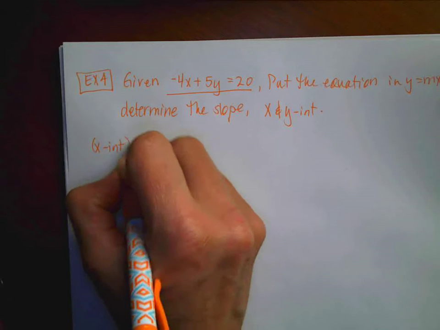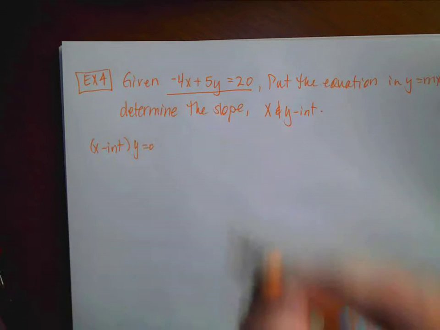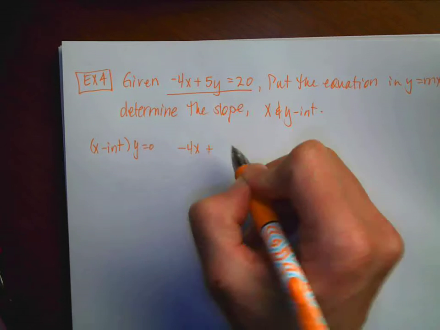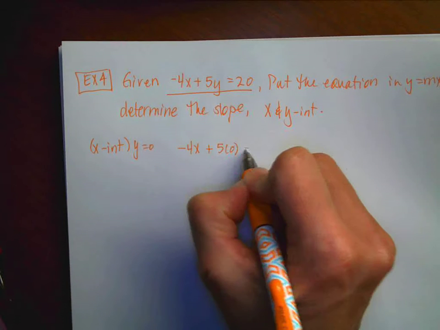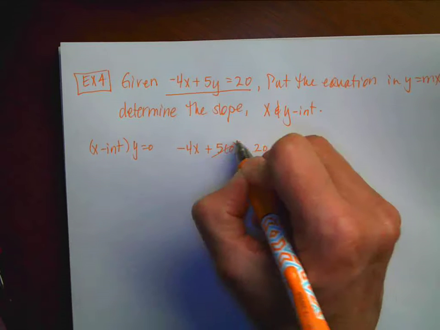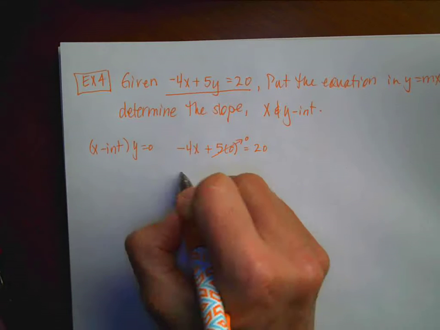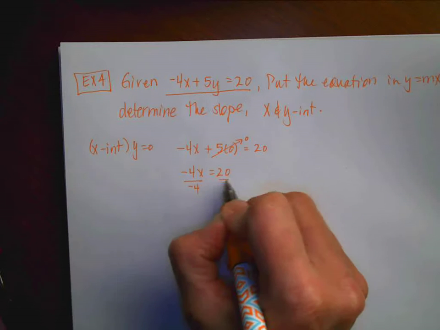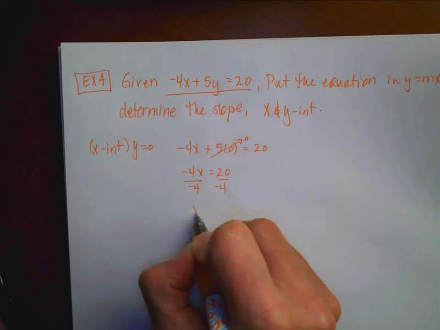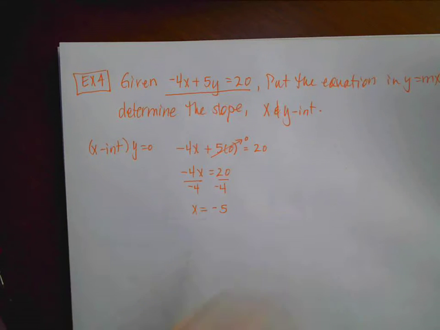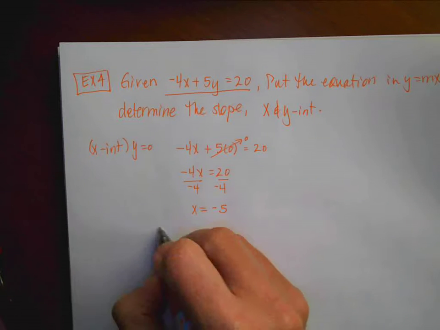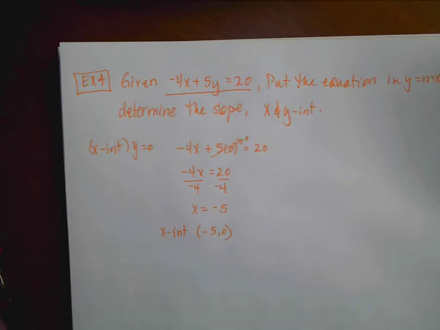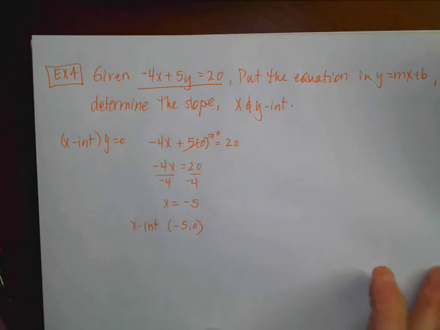Before I put the equation in that form, I'm actually going to solve for the x and y-intercept first. So for the x-intercept, I know that y is equal to 0. So in this equation, I'm going to have a negative 4x plus 5 times 0 is 20. 5 times 0 is 0. So I have a negative 4x equals 20. Divide both sides by a negative 4, and I get x is equal to a negative 5. So my x-intercept is going to be negative 5, 0.